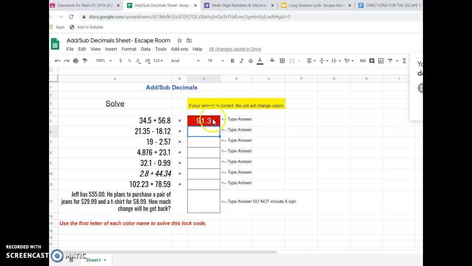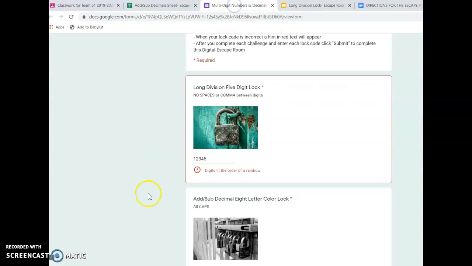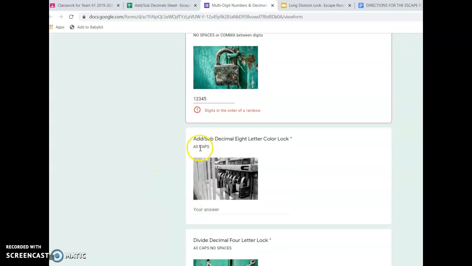So red is the color of this box, so I would use the R as one of the letters in the lot code. When I think I have them all, I'll go back to where we're going to submit them, and it says we're going to use all caps. So I want to make sure the cap box is on. We only know the first one so far, but capital R would be our first one.